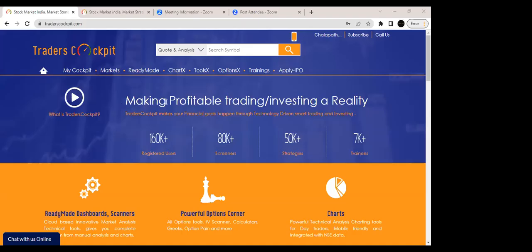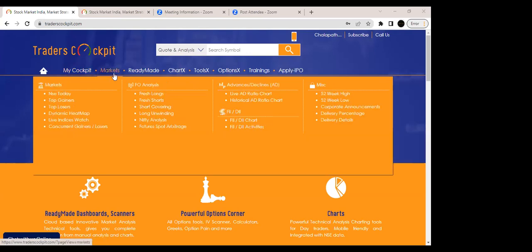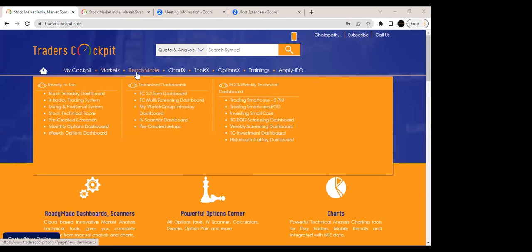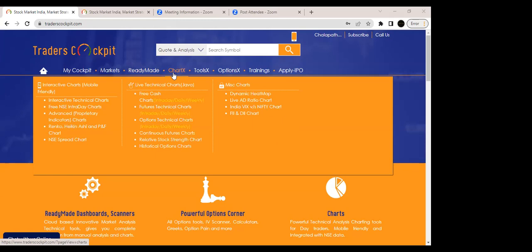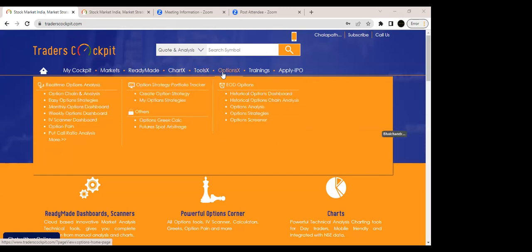This is the homepage of Traders Cockpit. Here you can see My Cockpit segment, where you can see your profile and everything. The next one is the Market segment, which helps you understand the market direction. Ready-made helps beginners, those who want to learn and start a career. Chartex helps those who have already learned and are progressing towards the advanced level. These toolsets help them create their own trading setups, and option sets help them understand the options market.